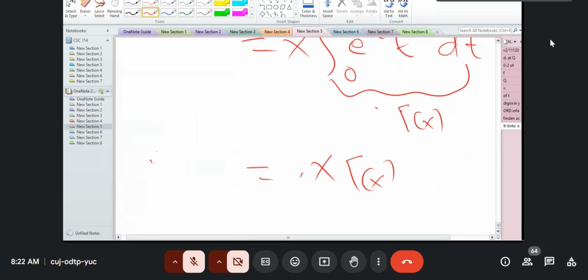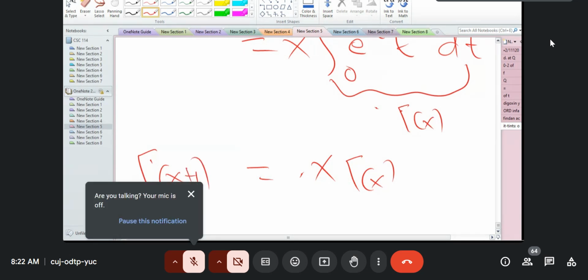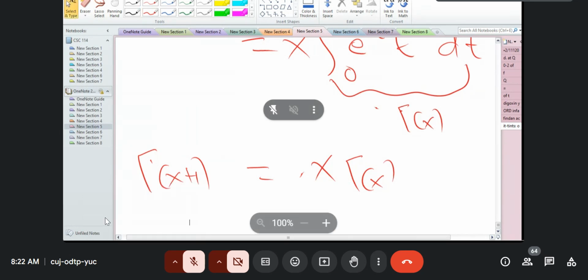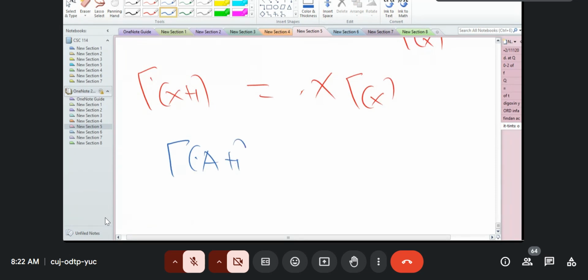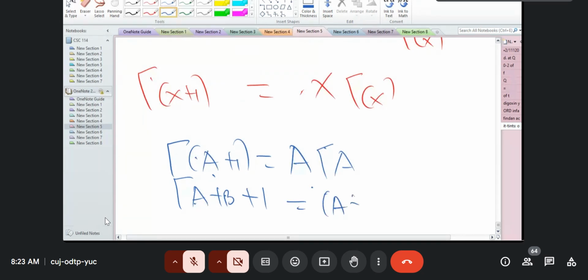On the left, we are trying to evaluate gamma of x plus 1. So in other words, gamma of x plus 1 is equal to x times gamma of x. So whenever you have gamma of some quantity, say a plus 1, it's the same thing as a factored outside times gamma of a. If you have, say, gamma of a plus b, then plus 1 here, then this is factor out the a plus b times gamma of a plus b, and so on.